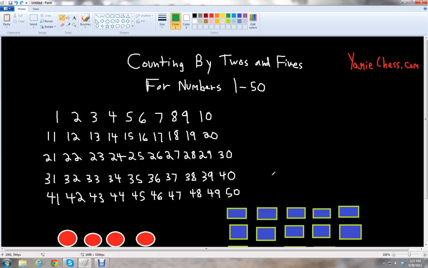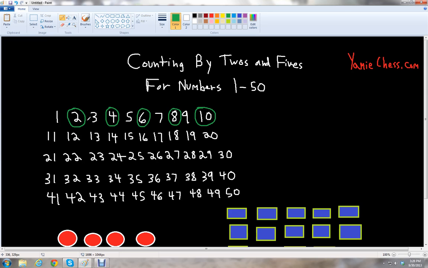Now in this lesson, we're going to learn how to count these numbers by twos and by fives. The way we're going to count by twos is we'll start with the number 2, and then we're going to just go 2 more each time. So we start at 2, and then we go to 4, and then to 6, and then to 8, and then to 10, and so forth. That's how you would count by twos.